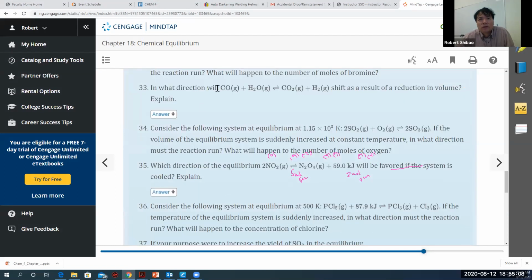In what direction will carbon monoxide and water... This is called the water gas shift reaction. This is a very famous reaction. Carbon monoxide is a poison, but if you react it with steam, you can form carbon dioxide. However, we also form hydrogen gas, which is a good fuel. Carbon monoxide is not a great fuel because it doesn't have that many electrons. Carbon's +2, it's going to +4. So it's not the best fuel. Hydrogen is a much better fuel.